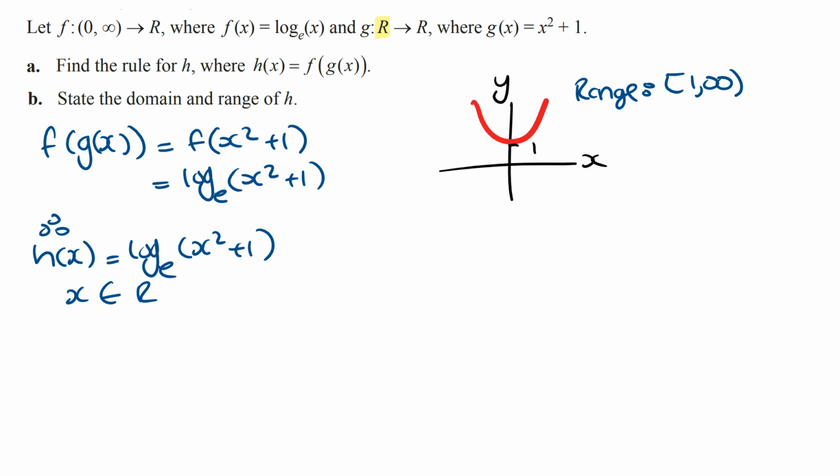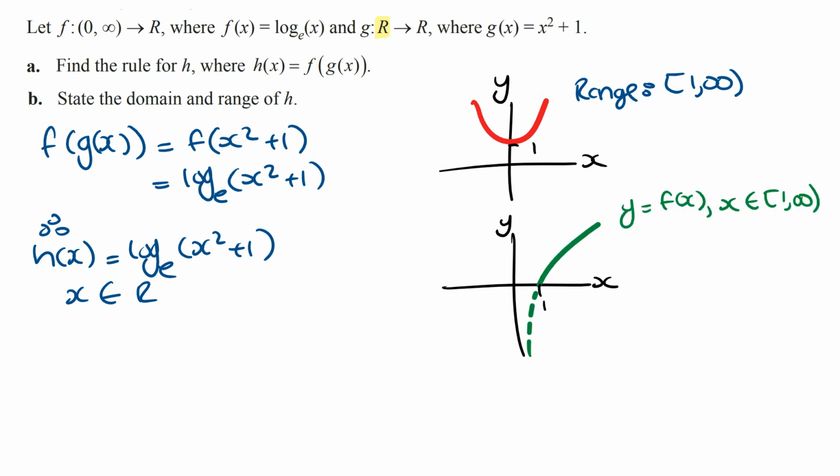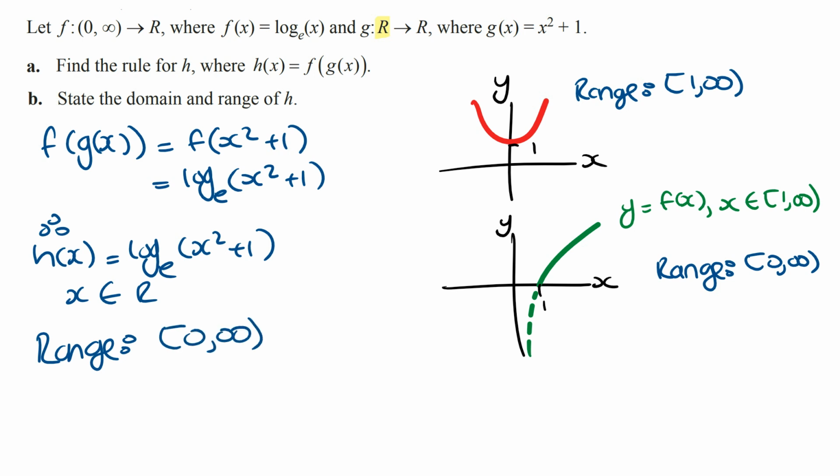The outer function f(x) is a log function. Sketching the graph of f(x) with this new domain, which is from 1 to infinity, we can see that its range is going to be from 0 to infinity, where 0 is inclusive. And so the range of this outer function with its new domain is going to be the range of the composite function h(x). And so the range of h(x) is going to be from 0 to infinity, where 0 is inclusive.